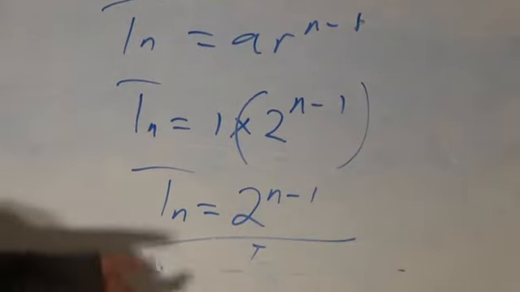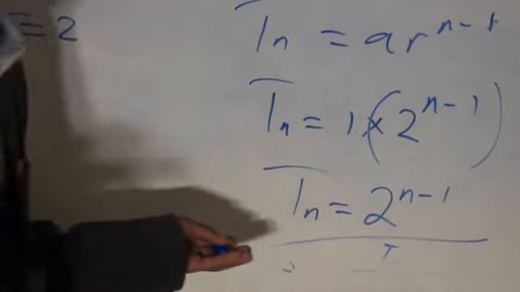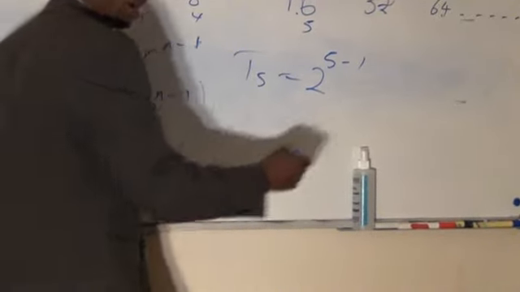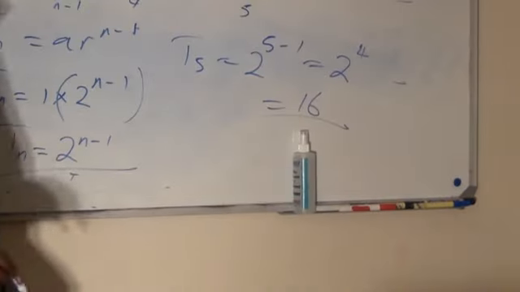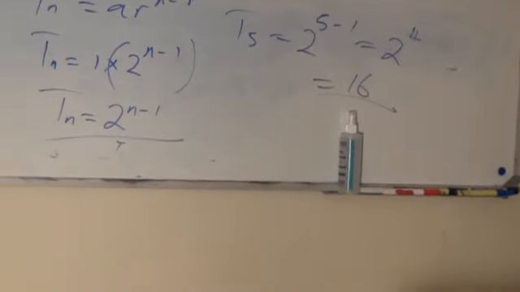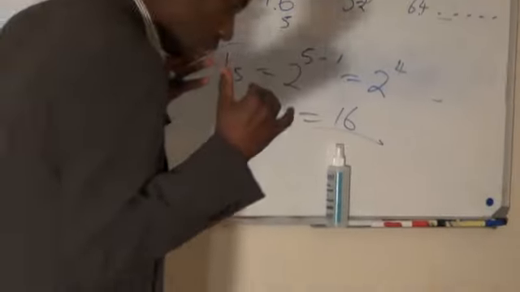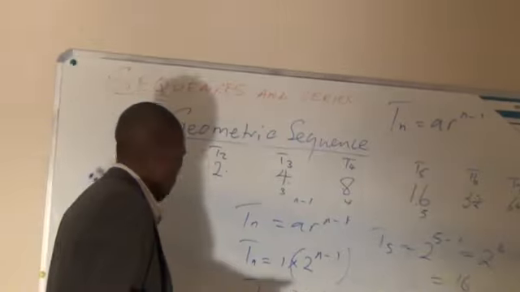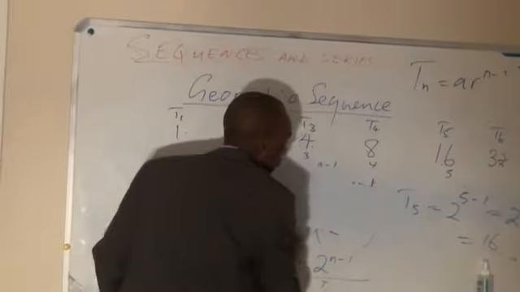That's the relationship. So if I were to ask you now in general, find for us T5. T5, n equal to 5, therefore T5 is going to be equal to 2 to the power 5 minus 1, which is equal to 2 to the power 4, which is equal to 16. Is T5 equal to 16? Yes, it is. Okay, so we can uniquely define a general term of the sequence once we have found the first term and the common ratio. Okay, let us look at another sequence, a geometric one.